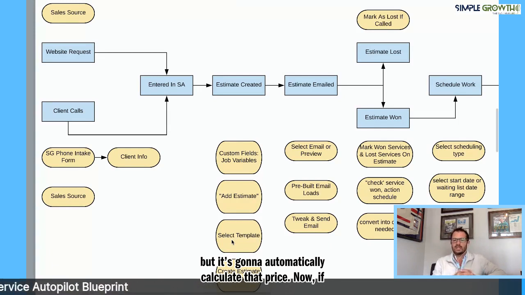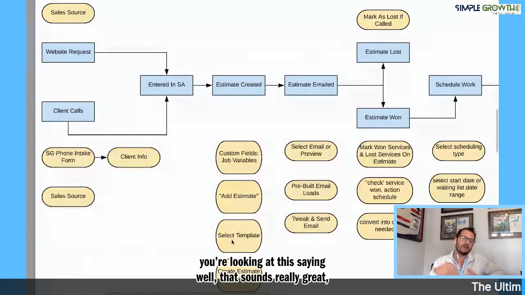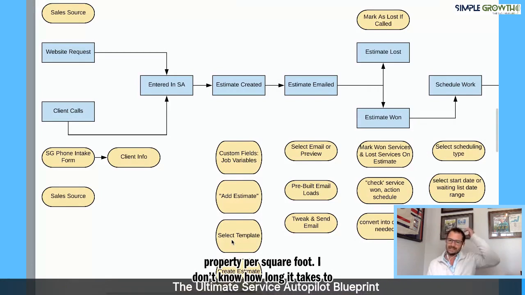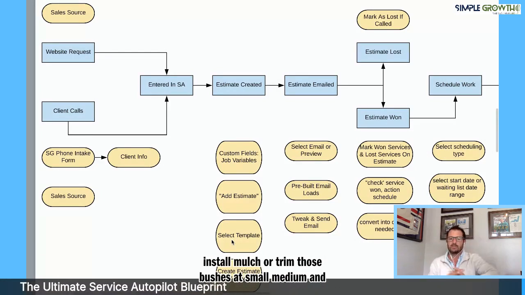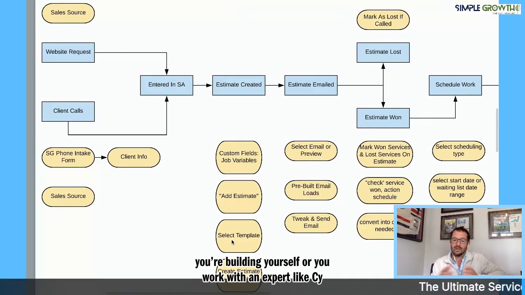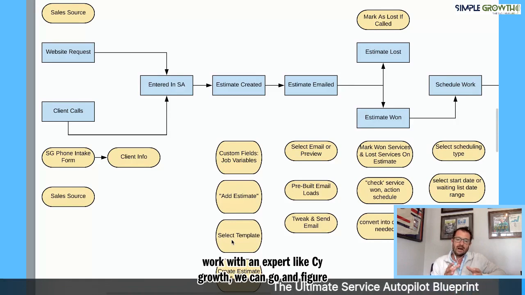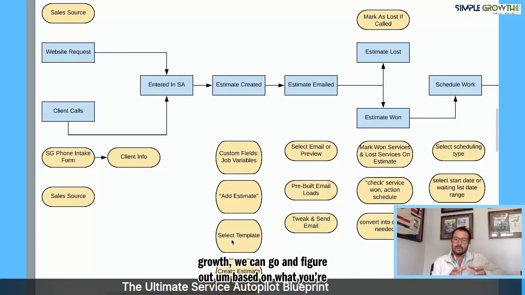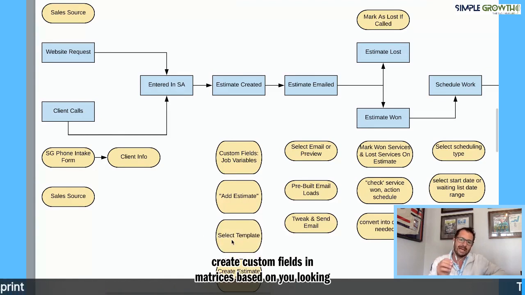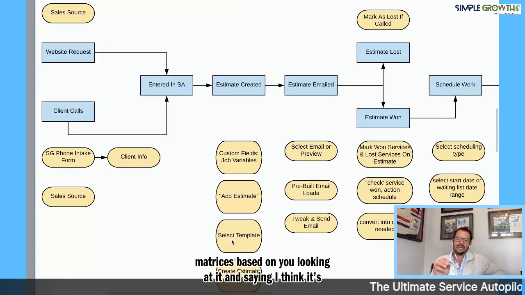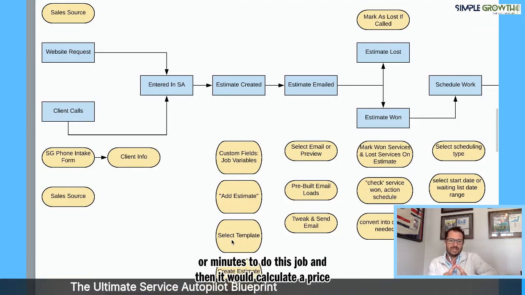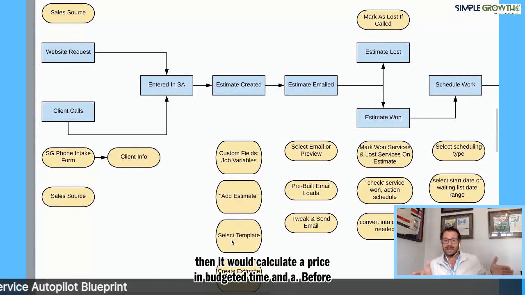Now, if you're looking at this saying, well, Mike, that sounds really great, but I don't know how long it takes to mow, blow, and edge a property per square foot, or I don't know how long it takes to install mulch or trim those bushes at small, medium, and large. That's okay. So whether you're building yourself or you work with an expert like SimpleGrowth, we can go in and figure out based on what you're charging per hour, we can create custom fields and matrices based on you looking at it and saying, I think it's going to take X amount of hours or minutes to do this job, and then it would calculate a price in budgeted time and a cost before profit automatically without any emotion.